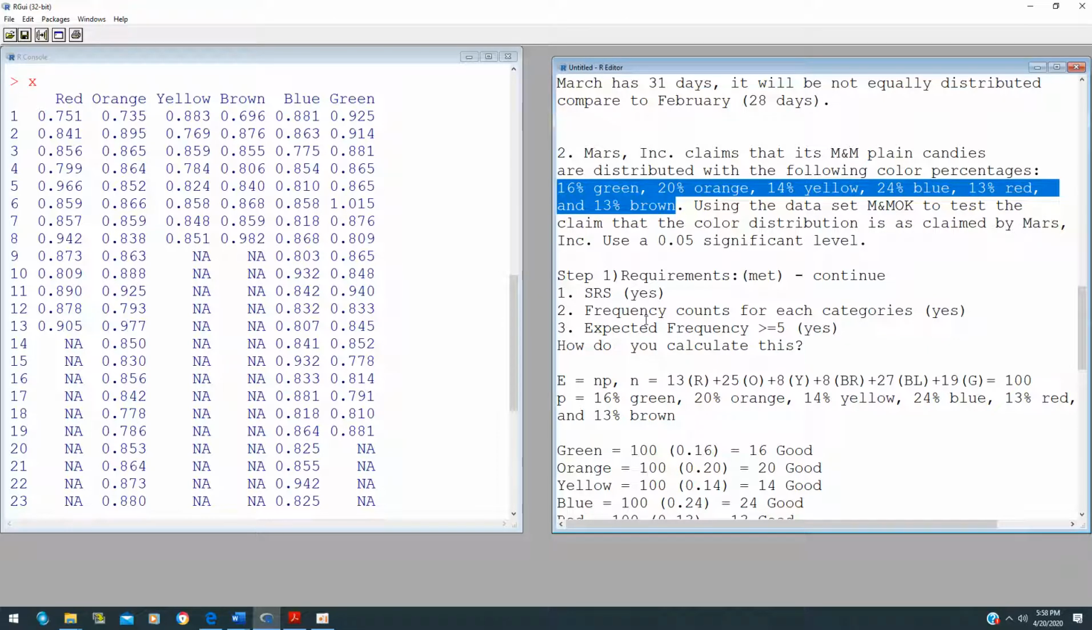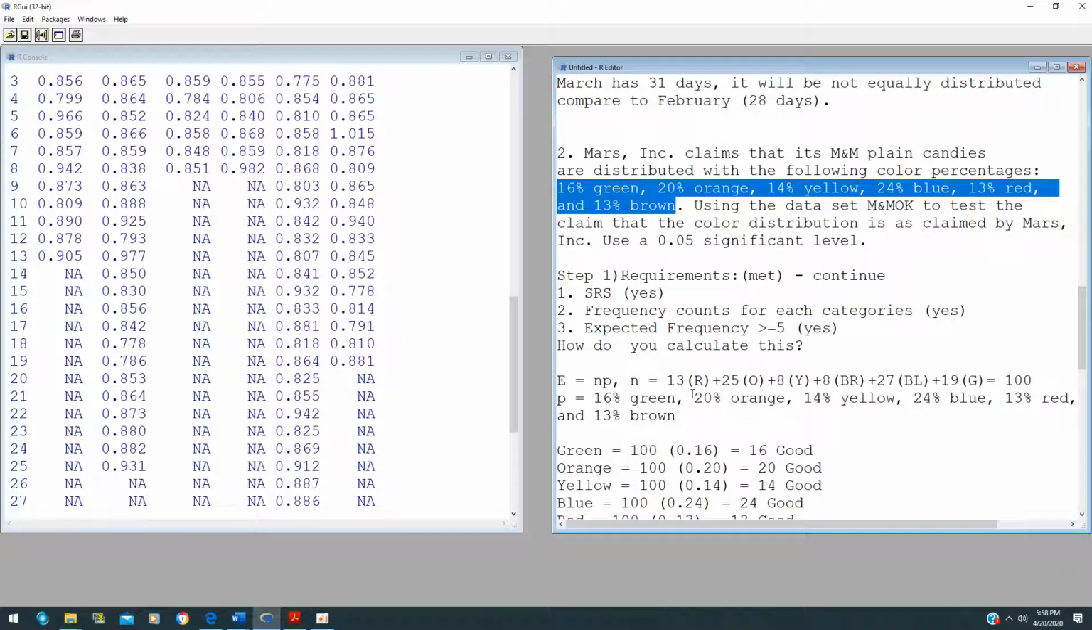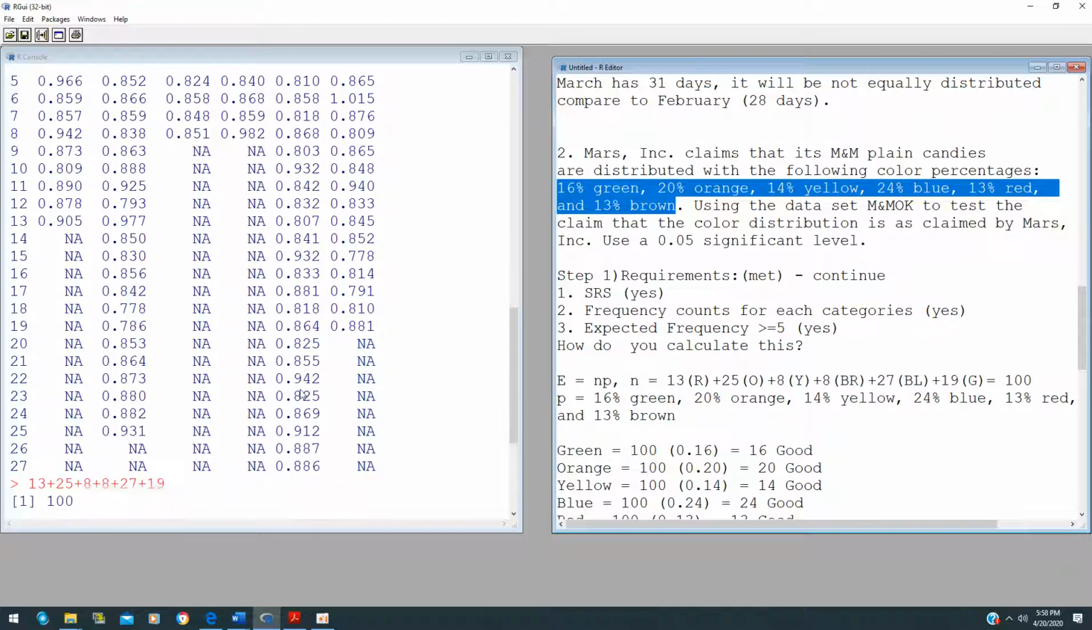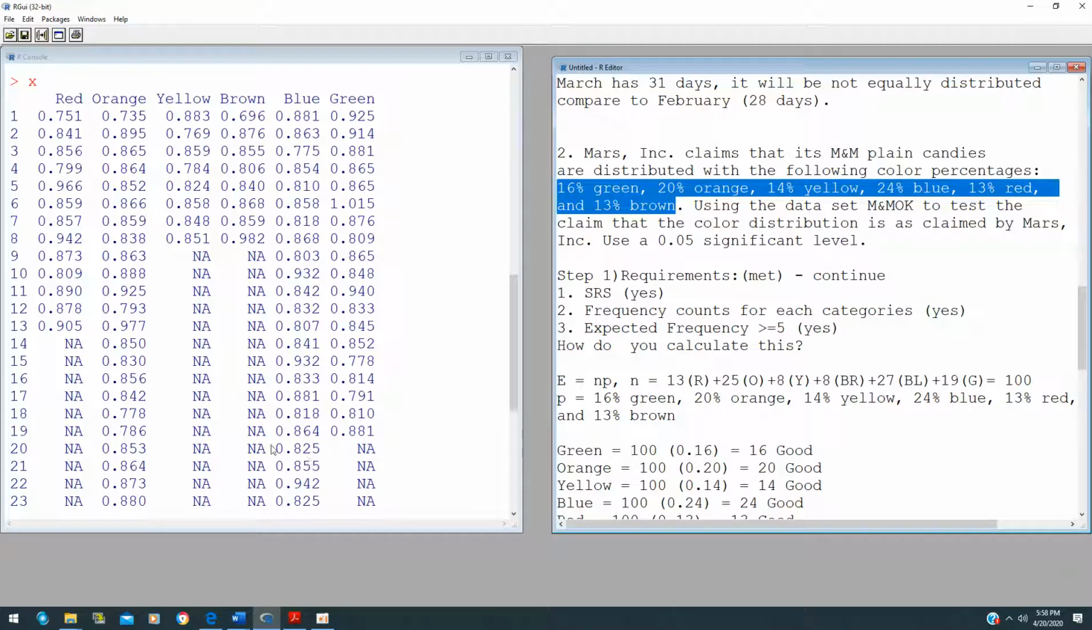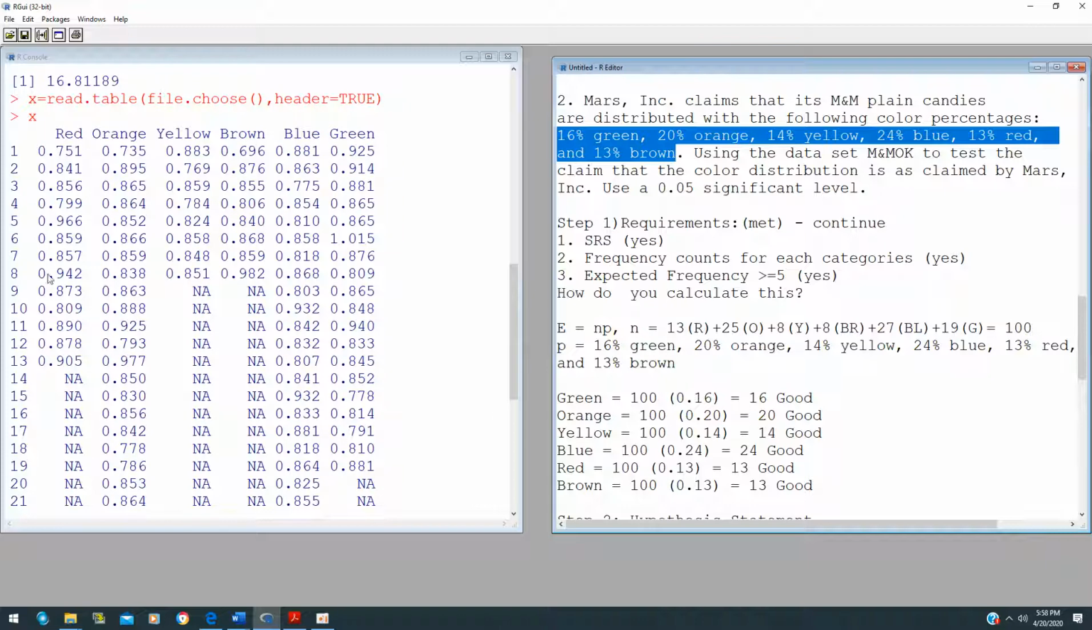Next, we have to figure out if your expected frequency is at least 5. You do have to calculate this, and how you calculate it is first add up all the candies. Red, we have 13 red candies. Orange, we have 25. Yellow, 8 candies. Brown, 8 candies. Blue, we have 27 candies, and green, we have 19. If you add all this, you get 100. That means this bag of M&M candies has a sample size of 100.